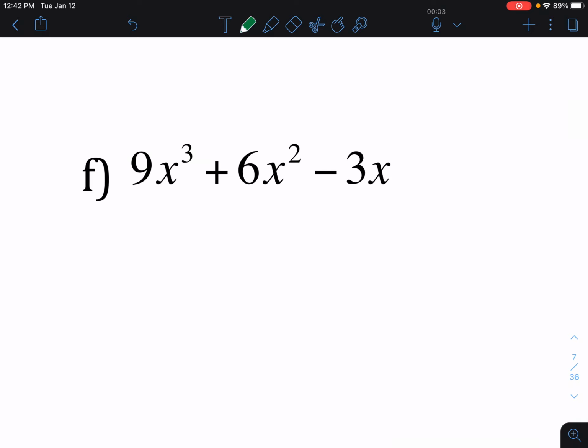All right. GCF here is x. Not only x, it's actually 3x. 3 goes into 9, 6, and 3. And then divide by 3x.